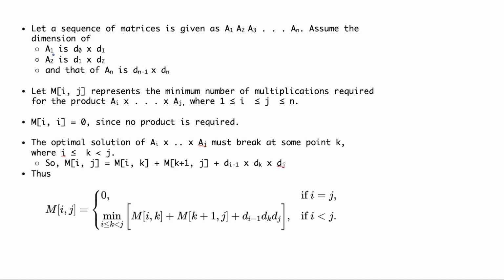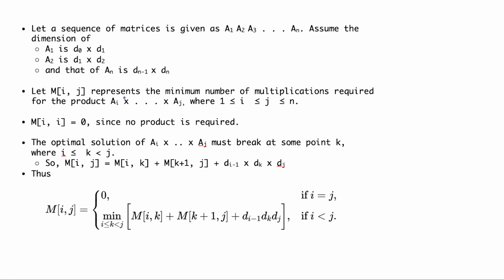Which means that the number of rows of A1 is D0 and the number of columns is D1, and the number of rows of A2 is D1, the number of columns is D2. That means that the matrix index as well as the column index is the same, and the row index will be 1 less than the column index. Alright, so this is the notational convention that we are following.